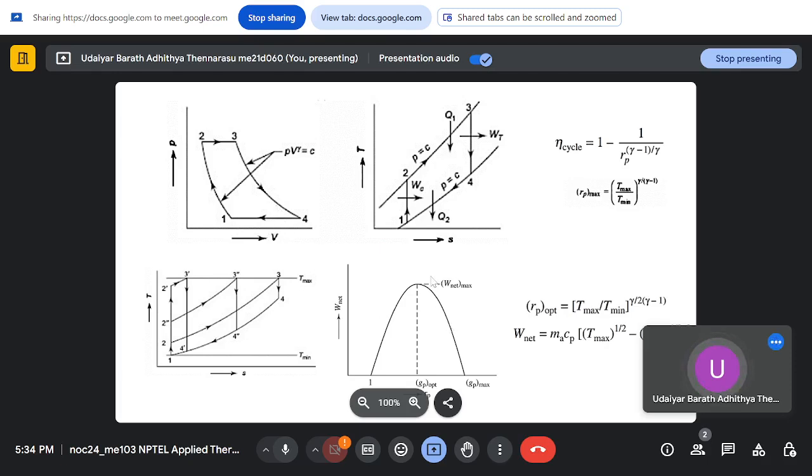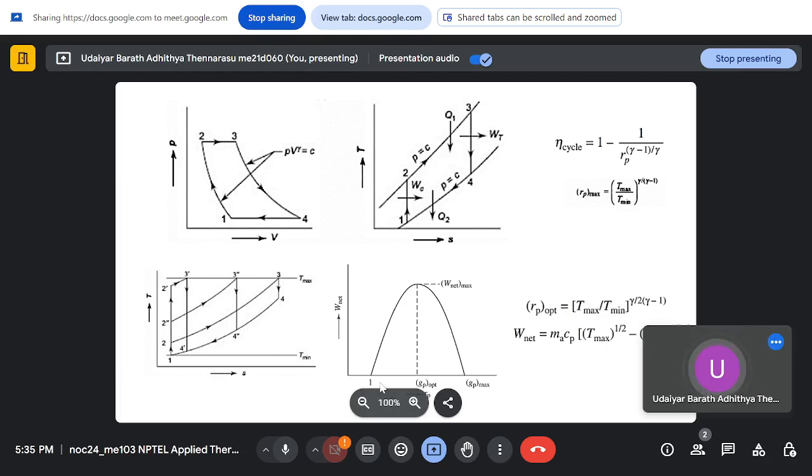Your Brayton cycle, with respect to pressure ratio, when you plot, it has an optimum pressure ratio where you will have maximum work, and that optimum pressure ratio is given by Tmax by Tmin raised to power gamma by 2 gamma minus 1. So that gives you the pressure ratio where you have maximum work.